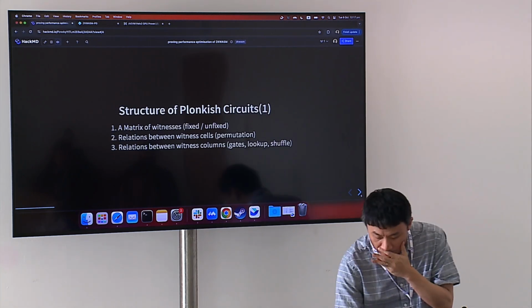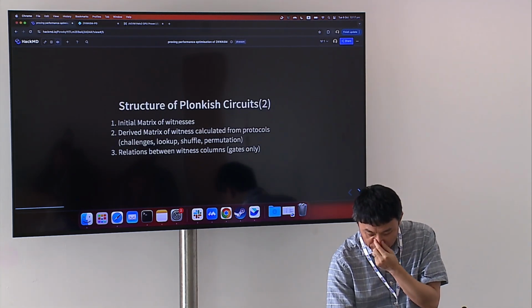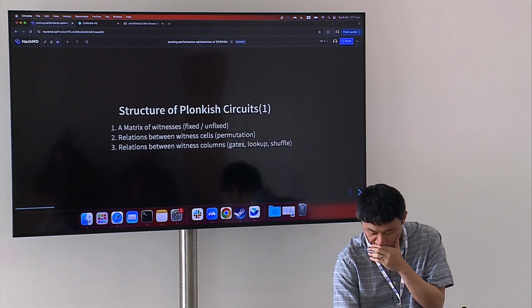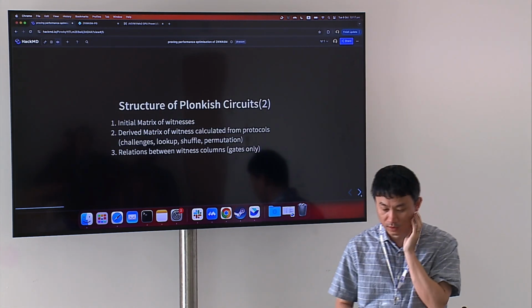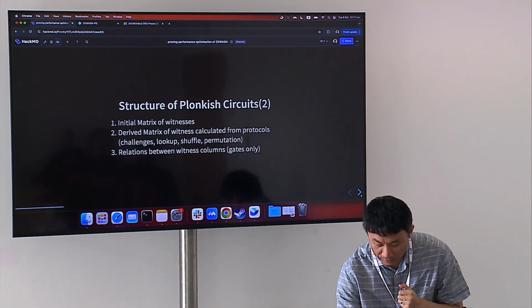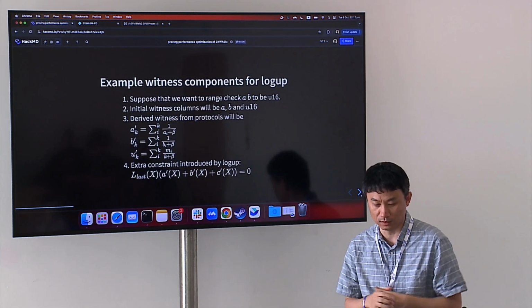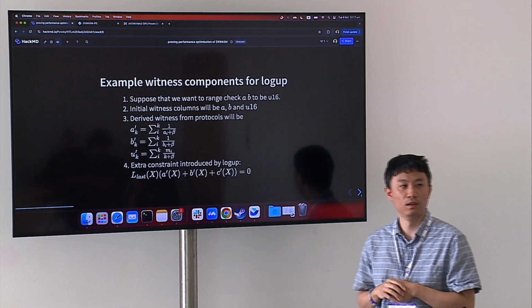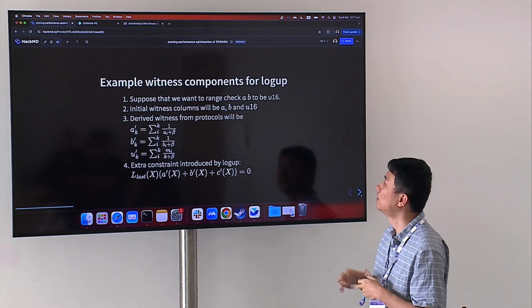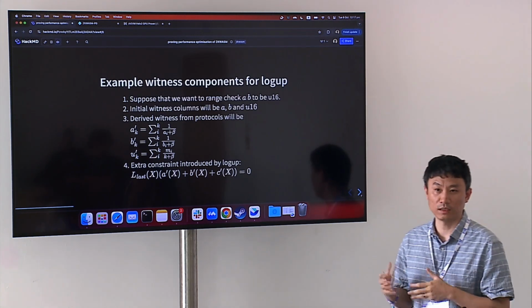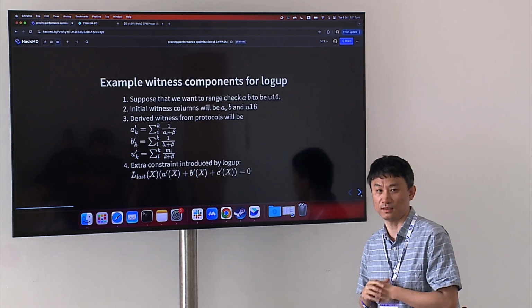Okay. And what we always do is, before talking about the breakdown of the performance, we would like to study an example of a very simple logup argument. For example, I have A and B as columns, and I would like to check A and B are within U16, right?